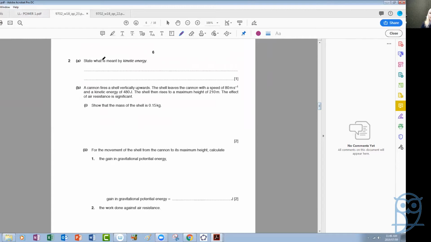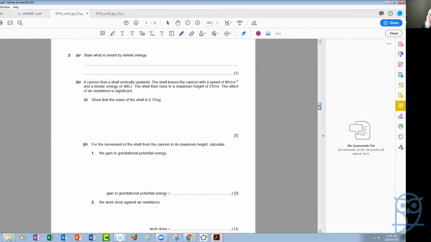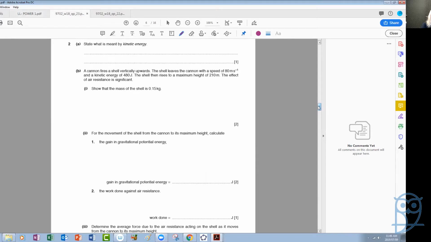Okay, state what is meant by kinetic energy, that's definitions and so on. All right. How can we answer this question? State what is meant by kinetic energy. What they mean is that kinetic energy is the energy an object possesses because of its motion, due to its velocity or due to its speed or due to its motion. Any of this will be acceptable.